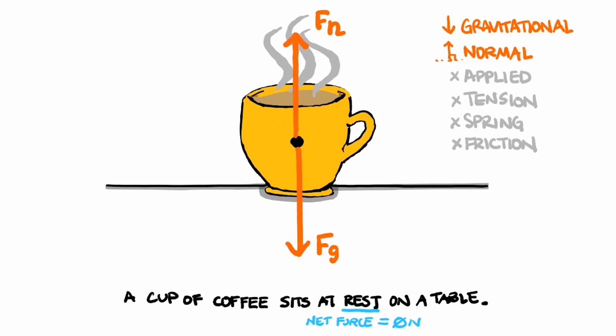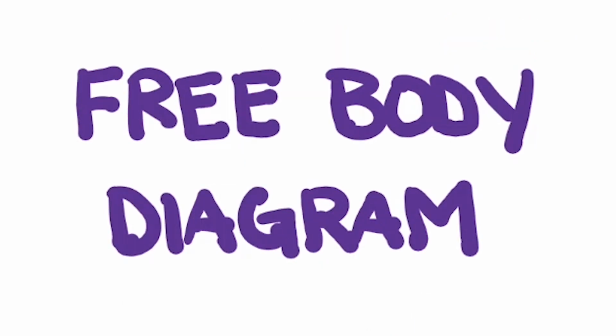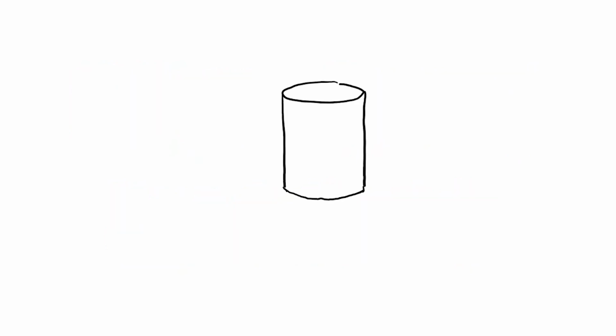What we did here is we analyzed the forces acting on an object and used Newton's first law to represent those force vectors and their relative sizes. This force diagram is called a free body diagram, and it is one of the most useful tools that we physicists use. Let's try another example.